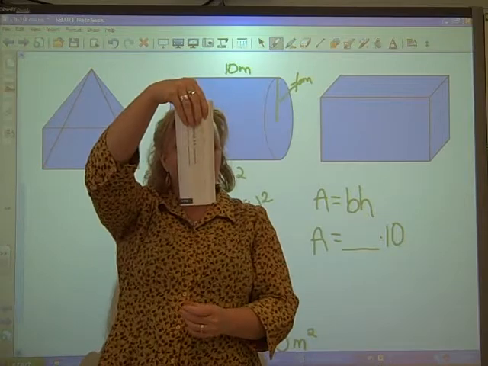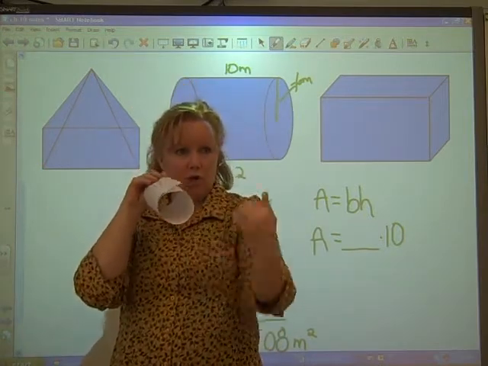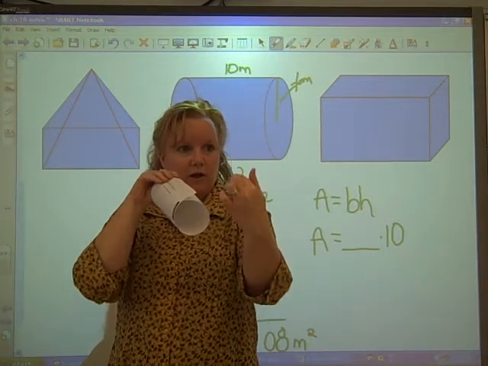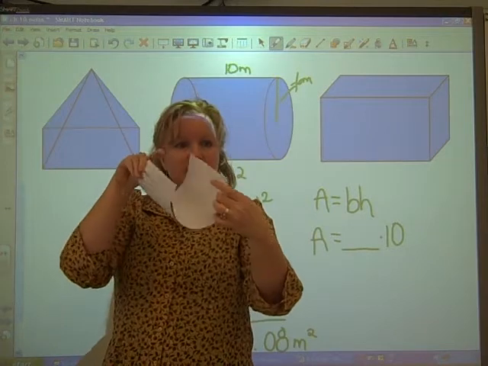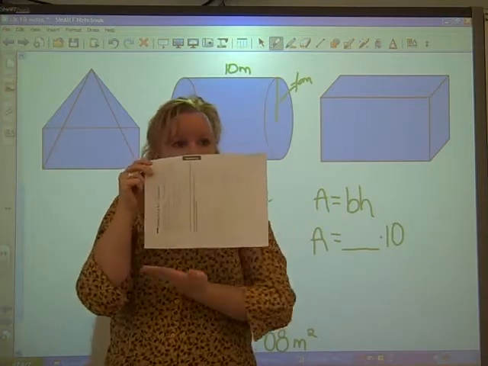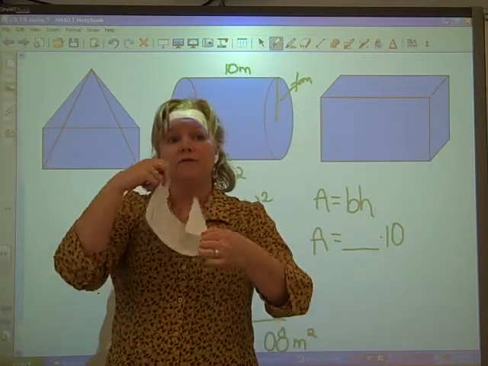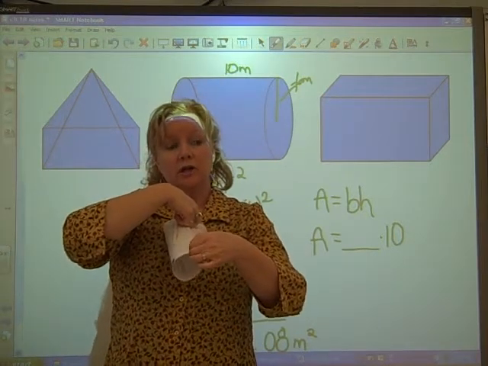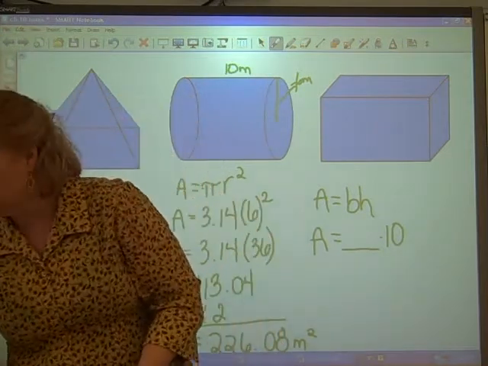Here's my cylinder. This outside of the circle, when I cut my cylinder open, that outside circle, or the circumference of my circle, is the base of my rectangle. Everyone see it? Okay, so don't I really need to find the circumference to be able to find the base of my rectangle? Okay, so we're going to do that.